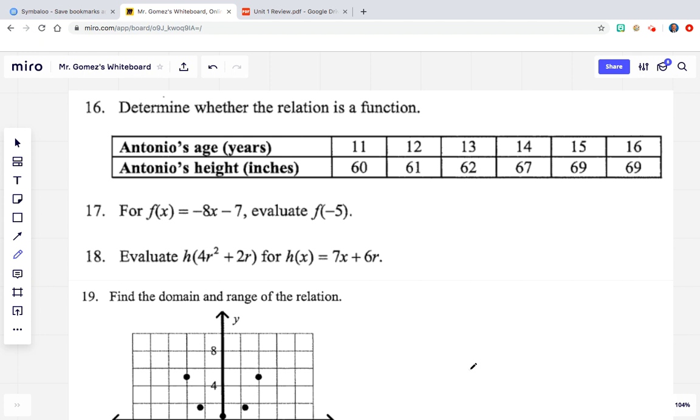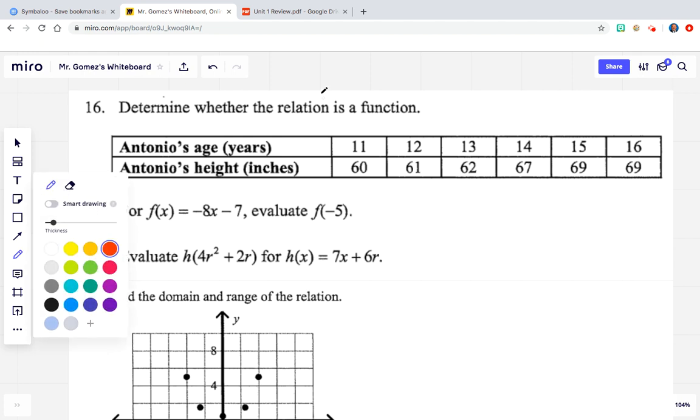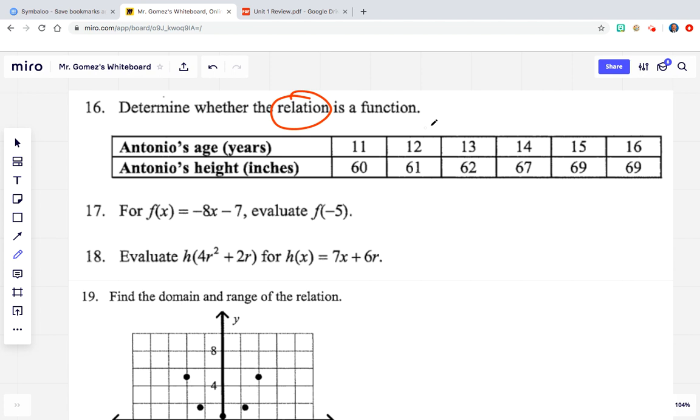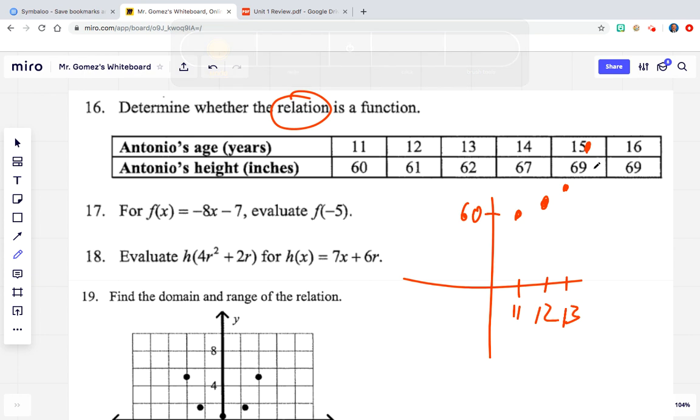So number 16, it says, determine whether the relation is a function. Looking at this, we know that it's a relation as of right now, so that means it could be points just all over the place. If we were to map them out, 11, 60 would be right here, and then 12, 61, 13 a little higher at 62, and 14 at 67, which would probably be higher. And again, this is 61, 62, and then 67 up here on the y-axis. And then you get the gist of it.